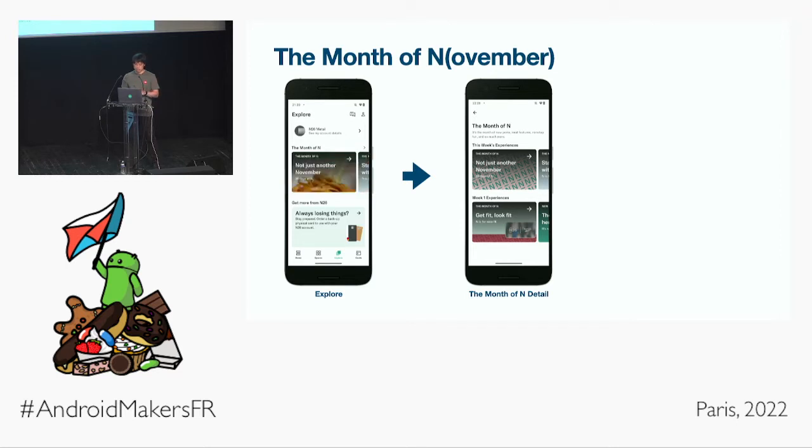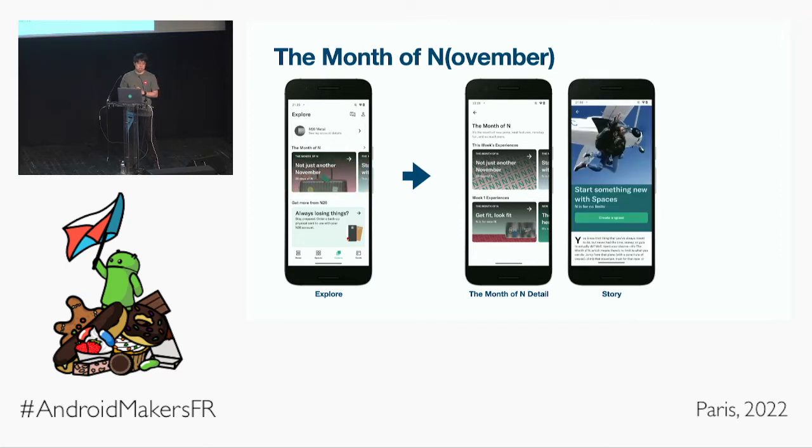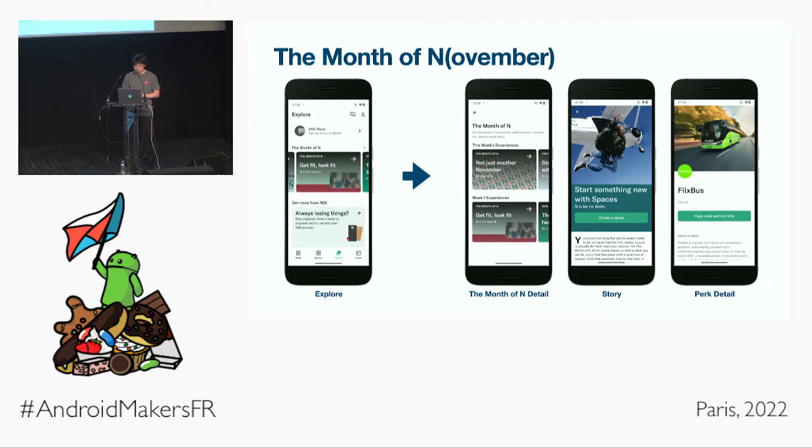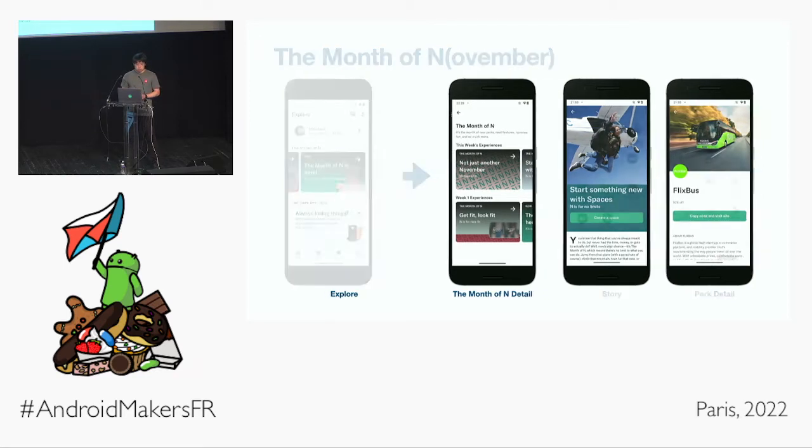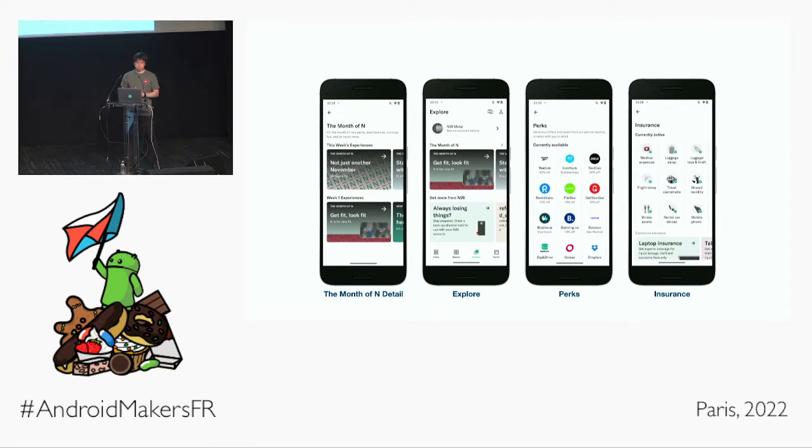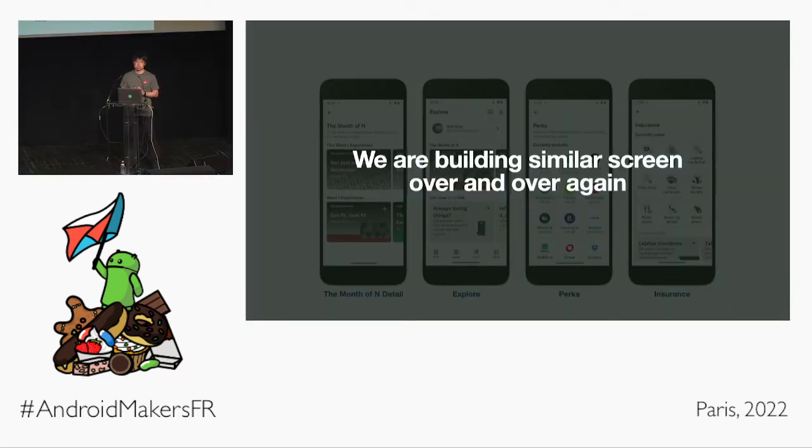And this screen can redirect to many other screens, like the story screen and also the perk detail screen. And if you see, those screens are pretty similar. So the month of N, explore perks, detail is always the same code. So we are building similar screens over and over again. If you have an issue in one screen, most likely you have it in other screens. So you need to find the other screens that you implemented to try to fix them. And maybe you forget to fix one.